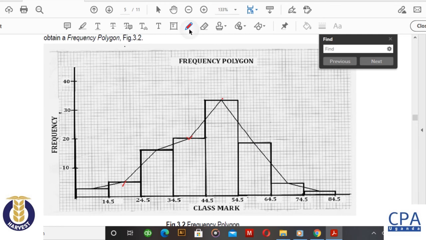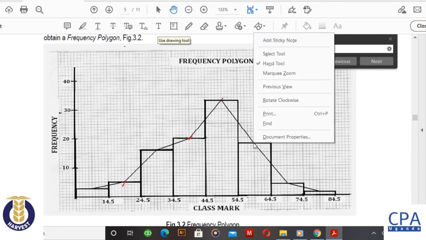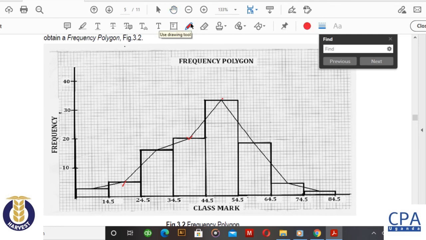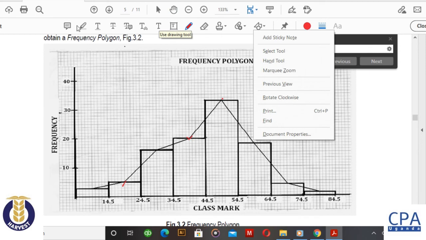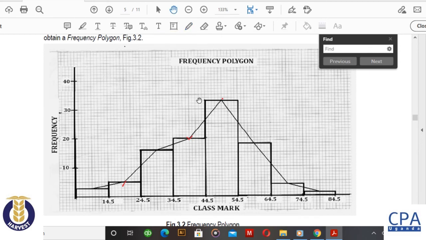As you can see what I'm doing, after getting the midpoint of the bars, this is becoming a bit tricky for me, but as you can see, my cursor is the red points. I'm putting them just in the middle of the bar. So after getting the midpoints, then you join them, to get a line that is connecting between those midpoints.